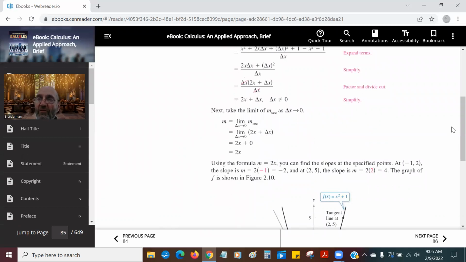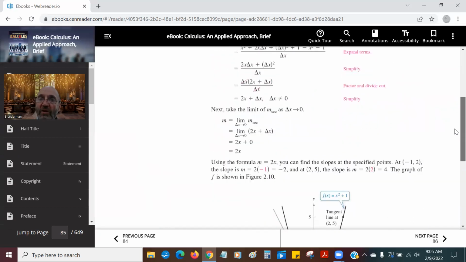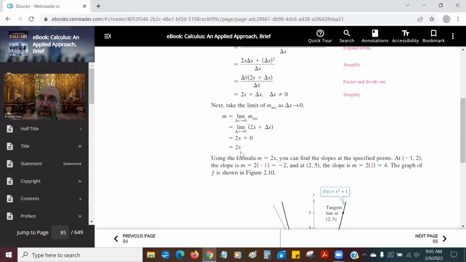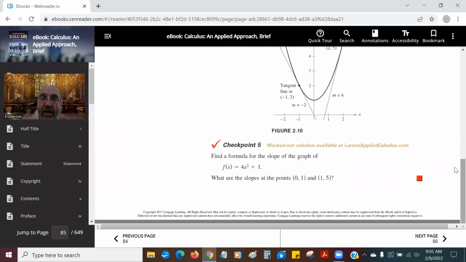So I have a general formula. If you have any point on this curve, 2x squared plus 1, the slope is just going to be whatever the x value is, double that. It's going to be 2x. So if I'm looking here where x is -1, the slope is going to be -2. If I'm looking over here where x is 2, the slope is going to be 4. And all I have to do is take the x value, double it, and now I have a general formula. Give me any point on this graph, and I'll immediately tell you what the slope is.